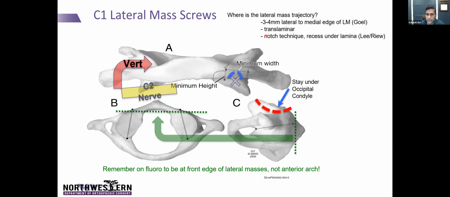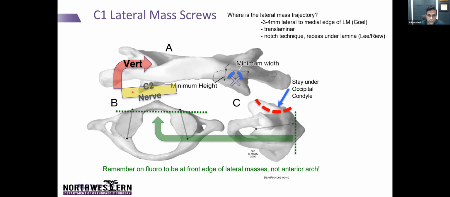But the most common way, and what I've adopted, is a notch technique, where you may need to take off a little bit of the overhang of the lamina with a small Kerrison, or you may not need to. You can identify the starting point by finding the lateral edge and the medial edge of the lateral mass, and it upslopes so that in the middle there's a ridge. I usually try to find the middle and mark that as a starting point.